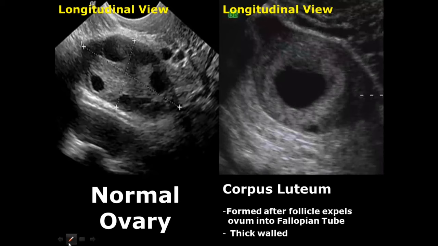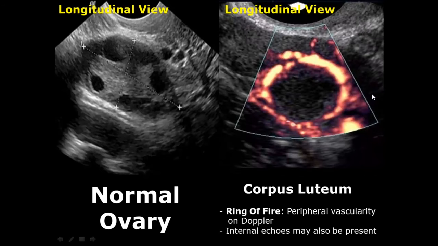Corpus luteum is formed after the ovum is expelled into the fallopian tube, and it is a thick walled structure. By using Doppler, we observe peripheral vascularity. This peripheral vascularity is called the ring of fire. And we can also have internal echoes, which are inside the corpus luteum.